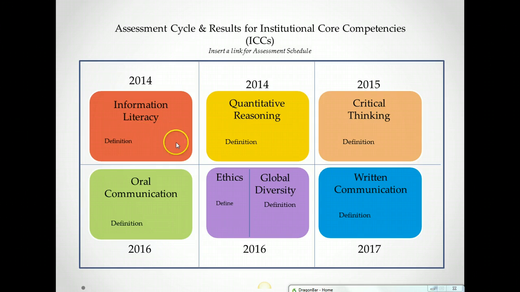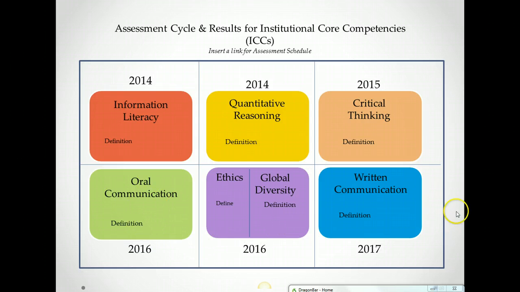We note here that the color coding matches the color coding that we're using for the ICCs on our ICC PLO map and on our course curriculum maps. So knowing that information literacy and quantitative reasoning were done in 2014, we had done written communication before that, but it is on the schedule to be measured again in 2017. Critical thinking is 2015, and in 2016 we will be doing oral communication as well as our ethics and diversity.